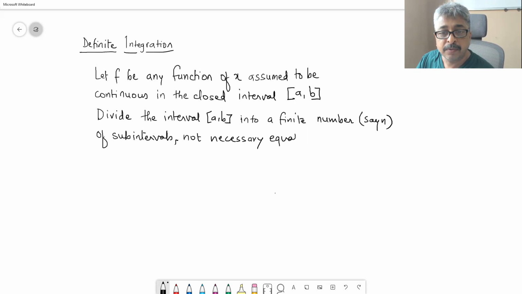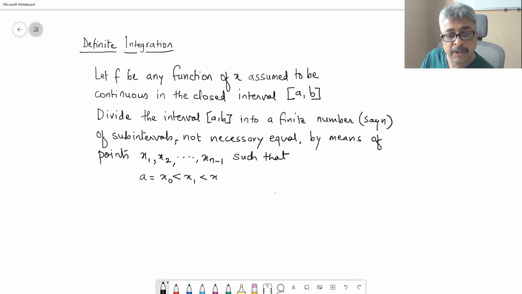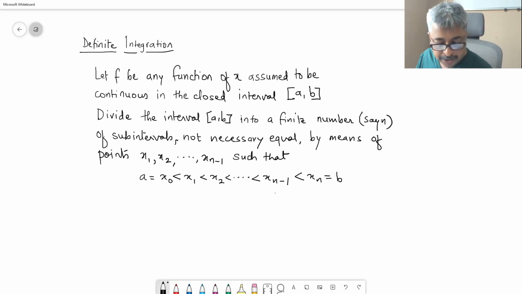Not necessary equal, by means of points x1, x2, dot dot dot, xn minus 1, such that a is equal to x0 is less than x1 is less than x2 is less than dot dot dot is less than xn minus 1 is less than xn is equal to b. Let me write it completely and then I will explain you.